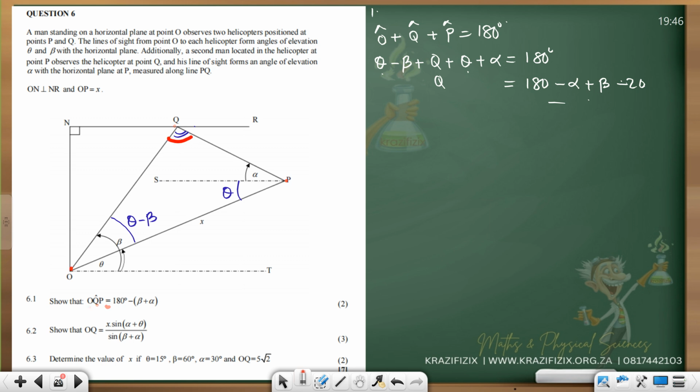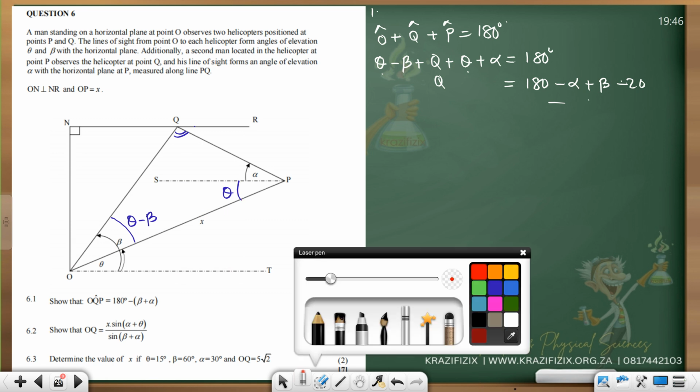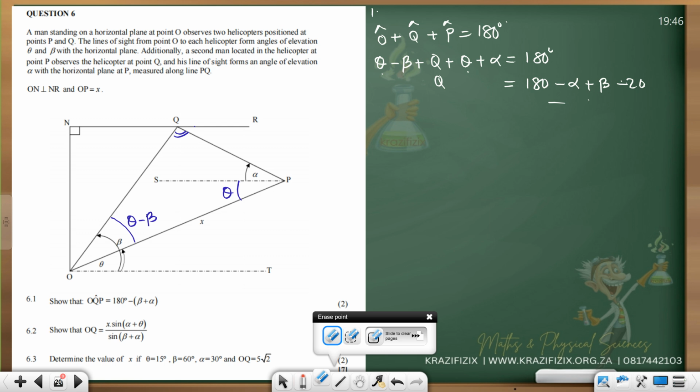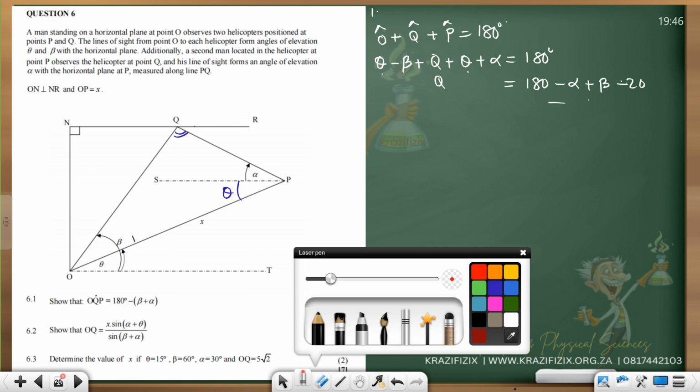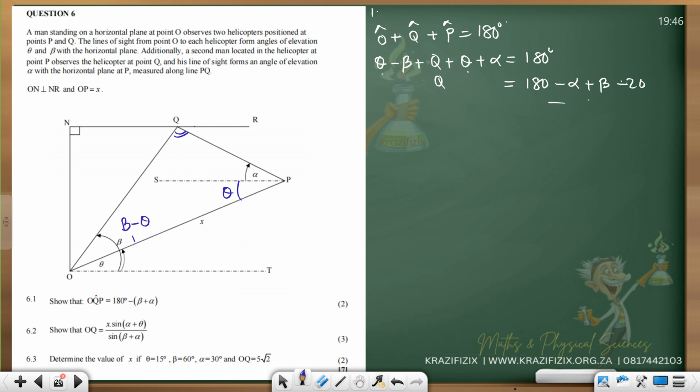So we're looking for this. But like we said earlier, this is a horizontal line. If this angle is theta, that angle is also theta. Wait, this is beta minus theta. Error. The big one is beta, right? Can we quickly fix this? I think we would get an answer now.